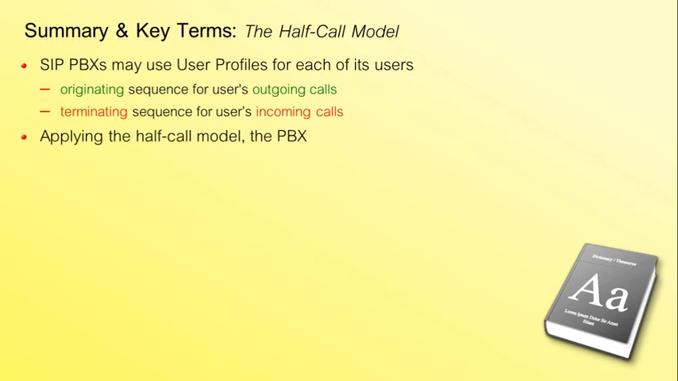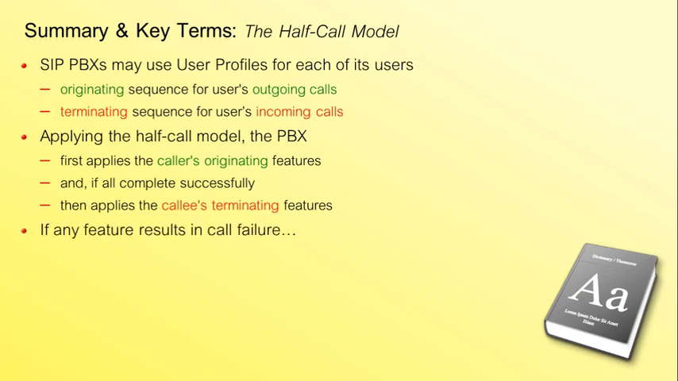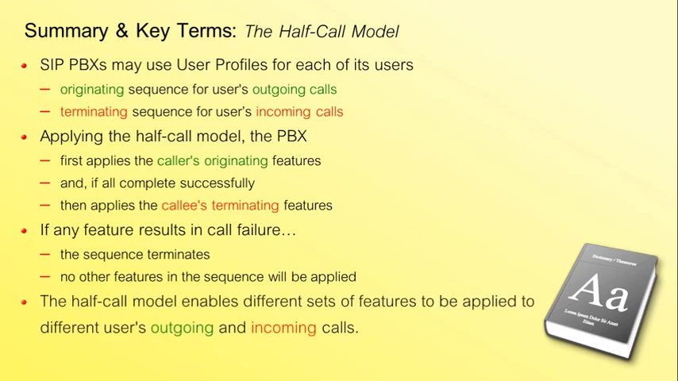Applying the half call model, a PBX first applies the caller's originating features and, if all complete successfully, then applies the callee's terminating features. If any feature in the sequence results in call failure, the sequence terminates, meaning that no other features in the sequence will be applied. The half-call model is great. It enables different sets of features to be applied to different users' outgoing and incoming calls.